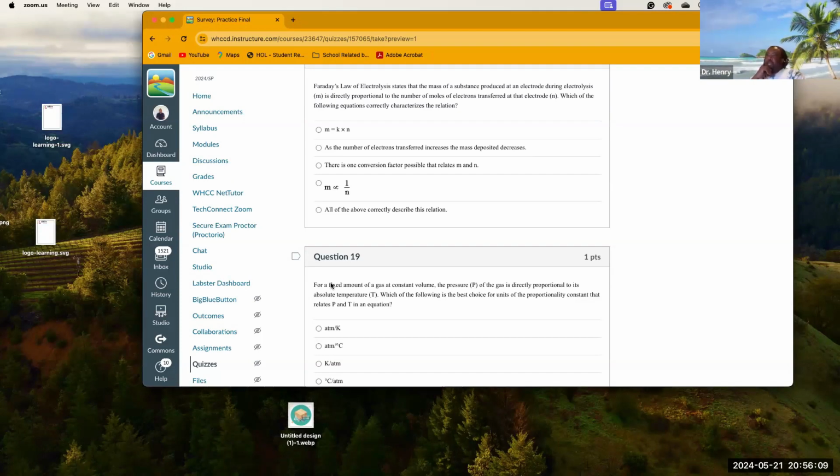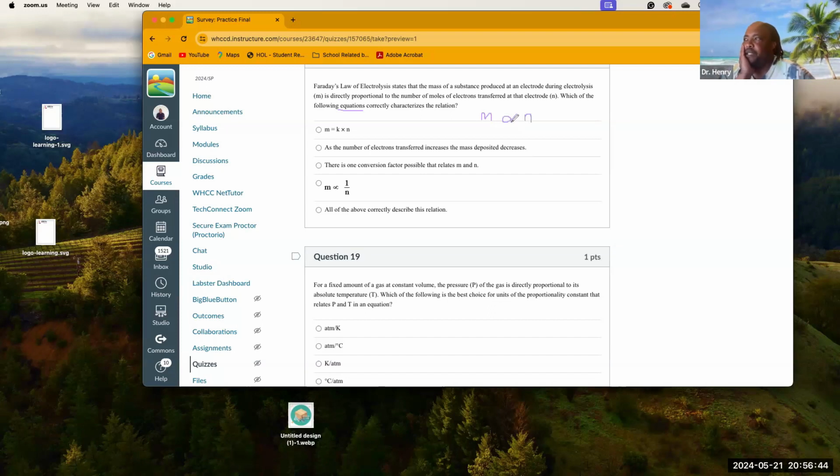Okay, Faraday's law of electrolysis states that the mass of a substance produced at an electrode during electrolysis, M, is directly proportional to the number of moles transferred at that electrode, N. Which of the following equations correctly characterizes the relationship? Okay, so there's a couple of words that we want to pay attention to. One is equations. So we know that M is proportional to N.